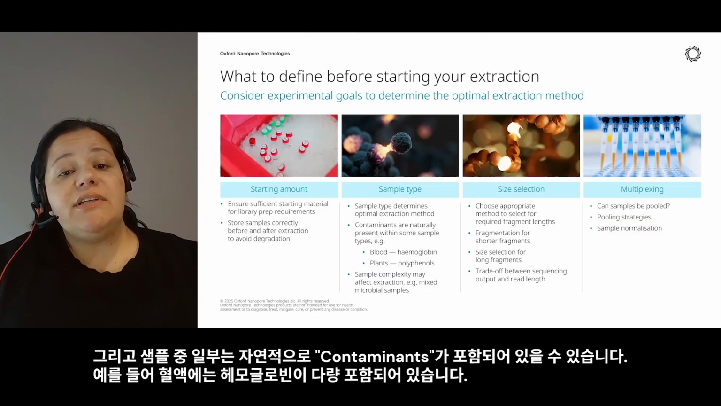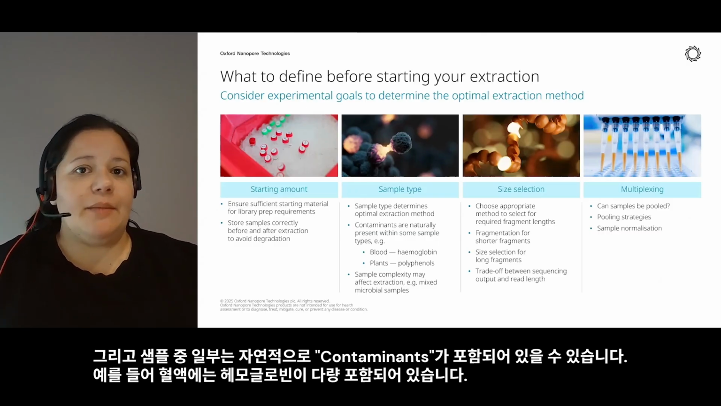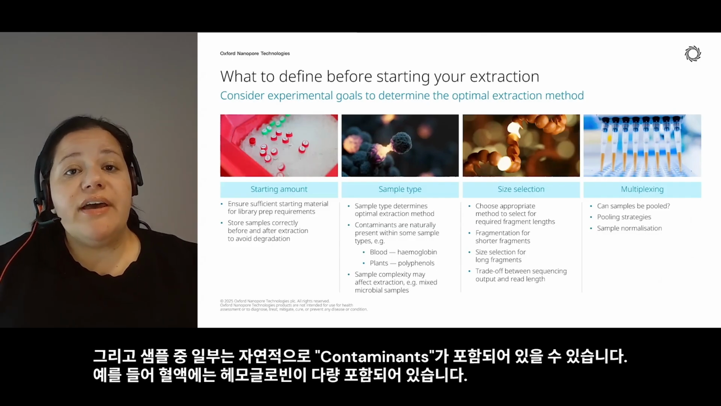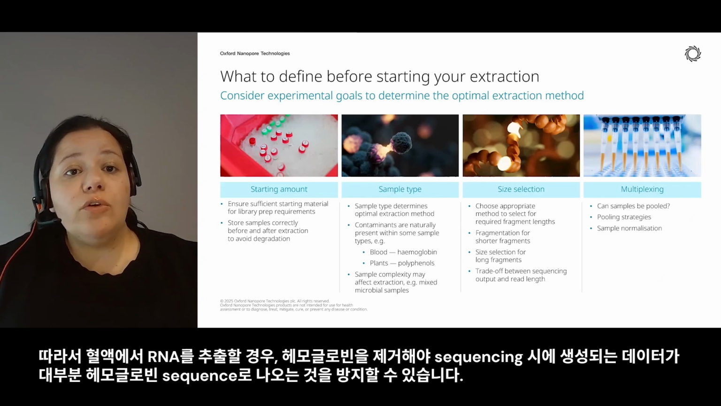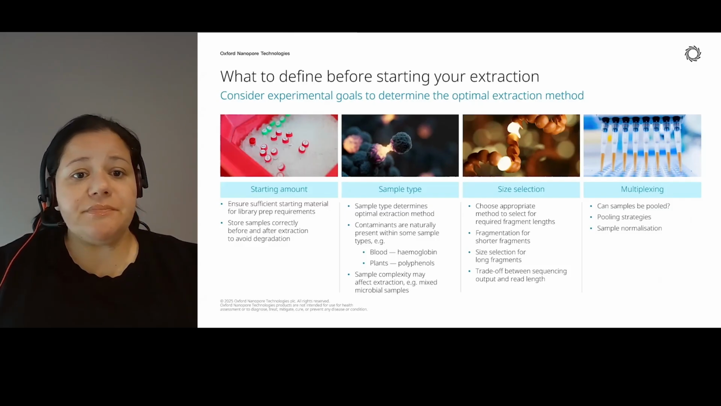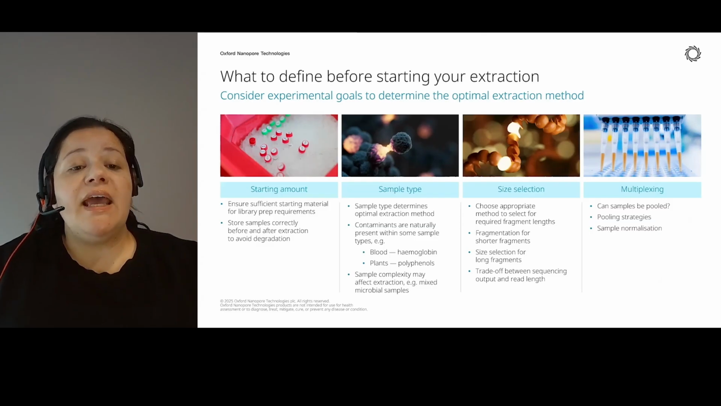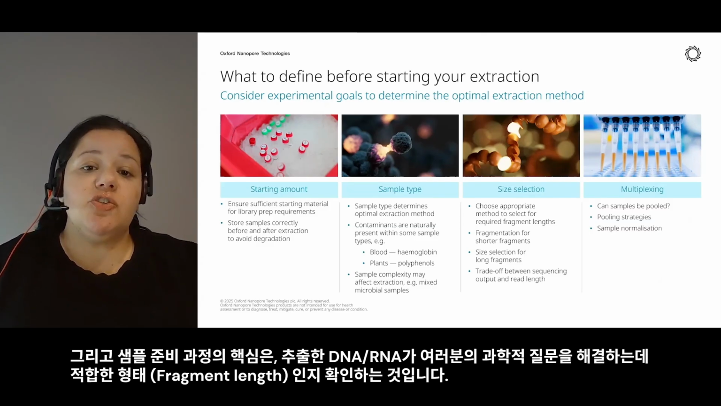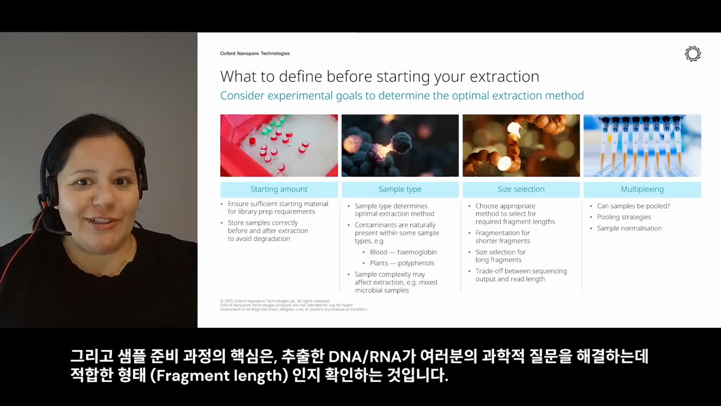And then there are samples that just naturally contain some contaminants or anything that can be carried over. So, for instance, blood has a lot of globin. So, if you are extracting RNA from blood, then you will want to deplete the hemoglobin so that it won't dominate the reads you are generating. Some samples might have an extra layer of complexity. So for instance, mixed microbial samples might require specific methods. And then a key part of sample prep is making sure that your DNA or RNA looks as you need it to look to answer your scientific questions.